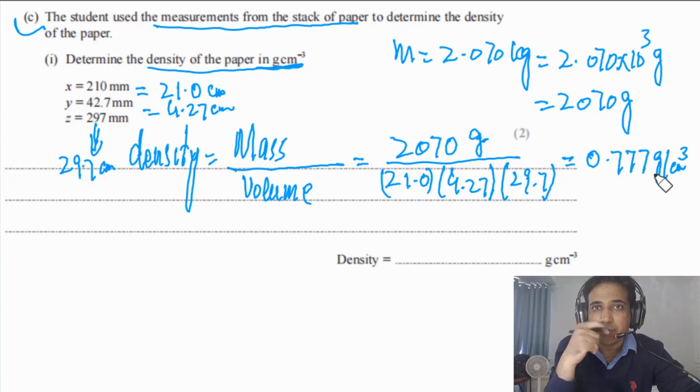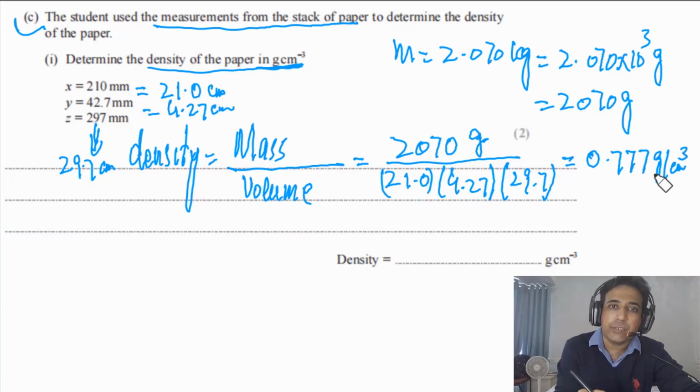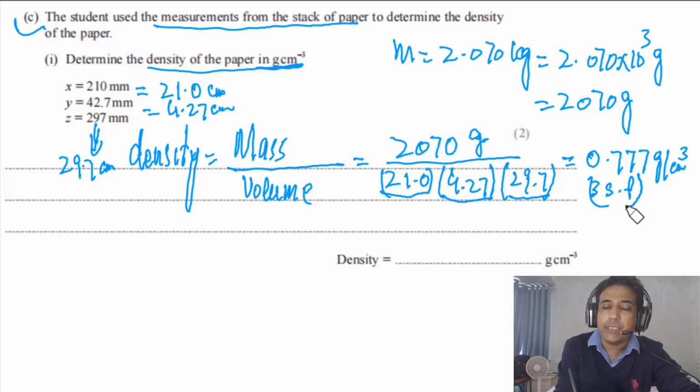For this one we need to understand that our given data has 3 SF. You can see this has 3 SF, this has 3 SF, this has 3 SF, and this also has 3 SF. So the final answer should also have 3 SF. In the final answer we consider the least number of SF in the given data or one more. So the final answer is 0.77 grams per cubic centimeter.